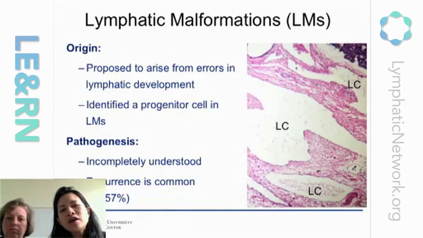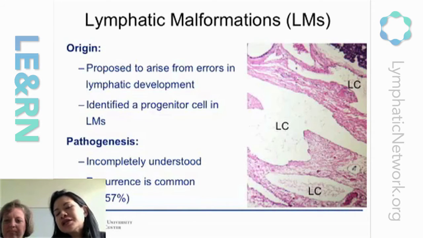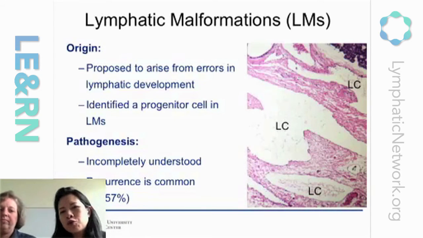It is not well understood where these LMs come from, but our laboratory just published last year a paper in which we identified a progenitor cell population that probably gave rise to these LMs. And what it means is that potentially we have a target for therapy, and we can go right to the heart and to the origin of the matter and treat this disorder.